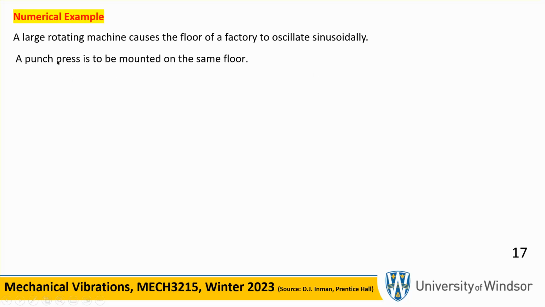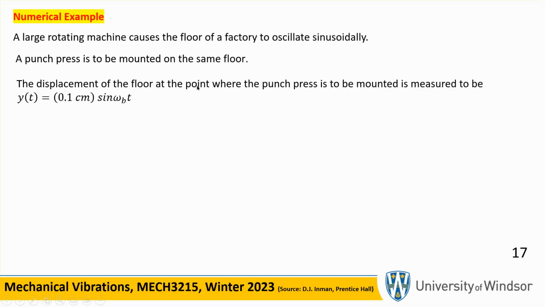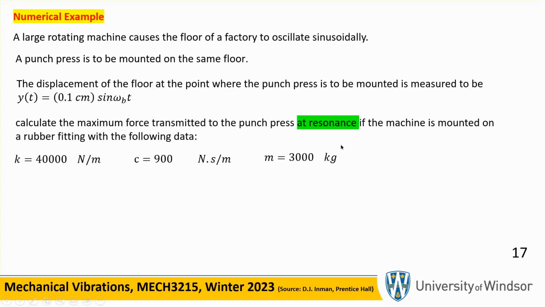Now, a punch press is to be mounted on the same floor. The displacement of the floor at the point where the punch press is to be mounted was measured to be this. So it looks like it oscillates up and down at roughly a tenth of a centimeter. What we would like to know is how much force is transmitted to that punch press. The punch press is sitting on the ground and the ground is moving like that. Obviously, the punch press is also moving, as we just discussed, but we want to know how much force is actually transmitted to it.